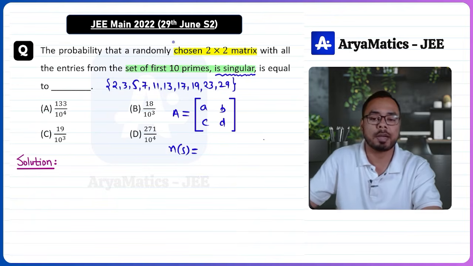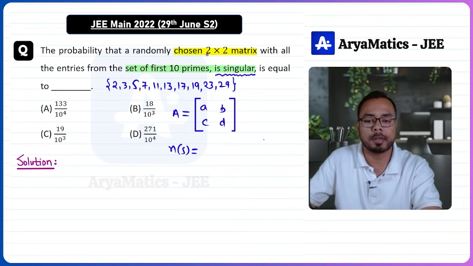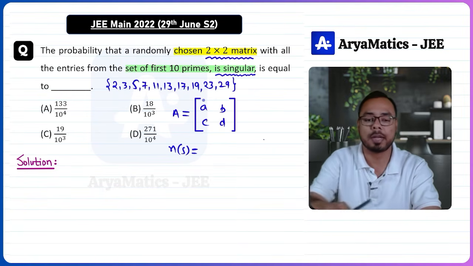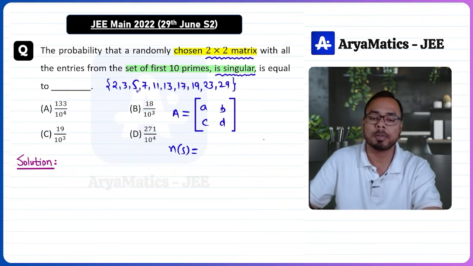A, B, C, D, we have to select from this set, right? A, B, C, D are selected from first 10 prime numbers. So for A, we have 10 options. We can select any one of these 10 numbers. Similarly, for B, we have another 10 options and so on.